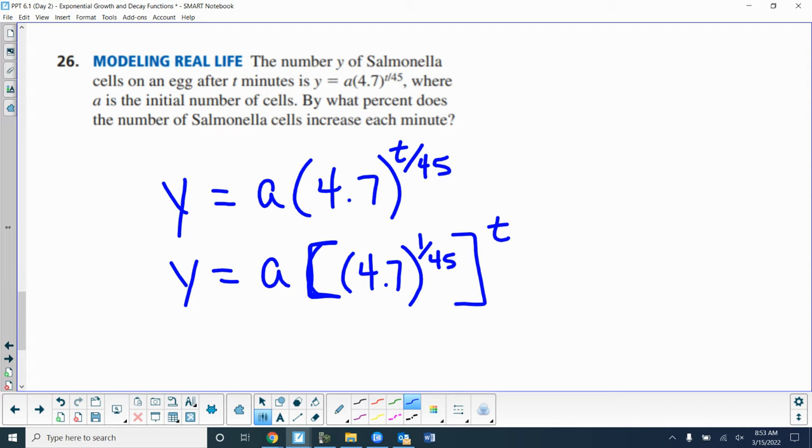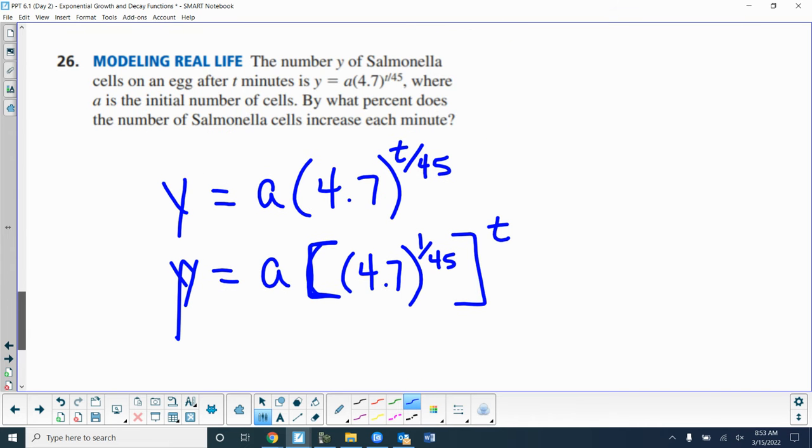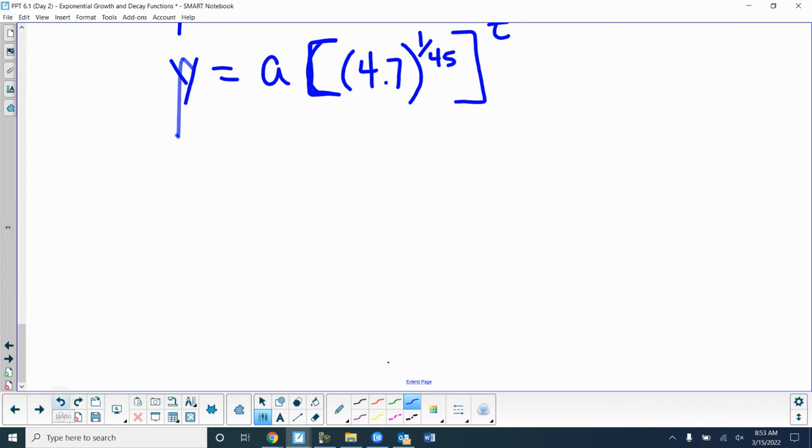So Mason, put 4.7 to the 1/45th power in your calculator for me, please. And tell me that number. What'd you get? 4.7 to the 1/45th power. No, just put it in your calculator. Get out of the graph. Just put in 4.7 caret and then parentheses 1 divided by 45.